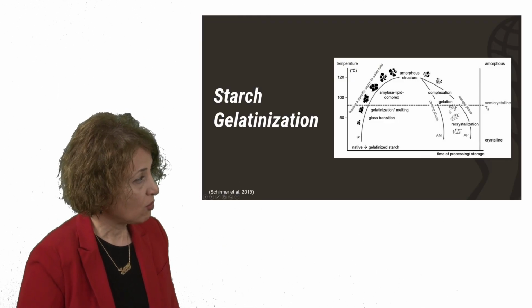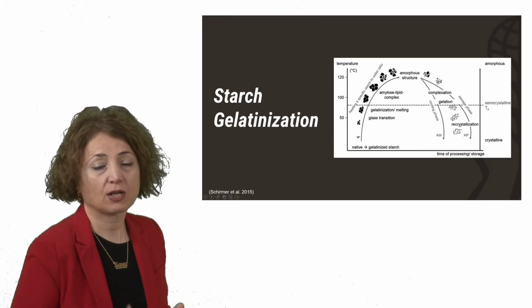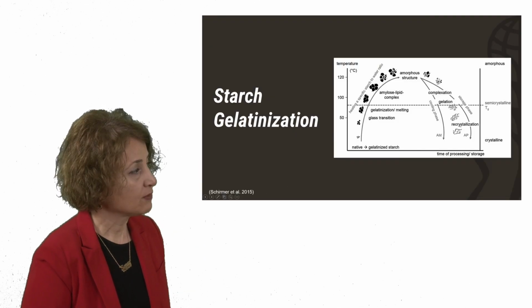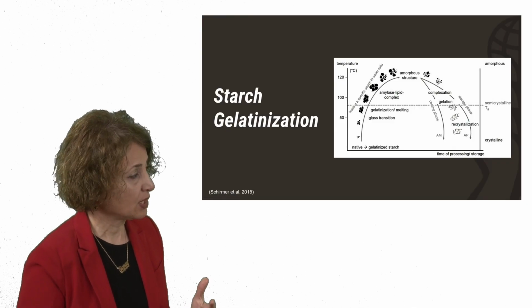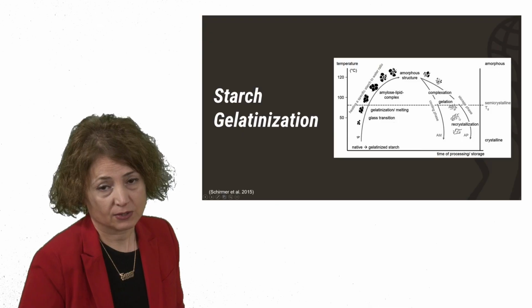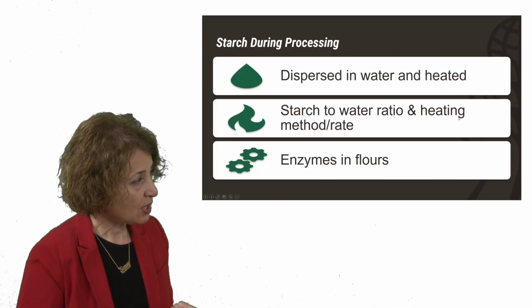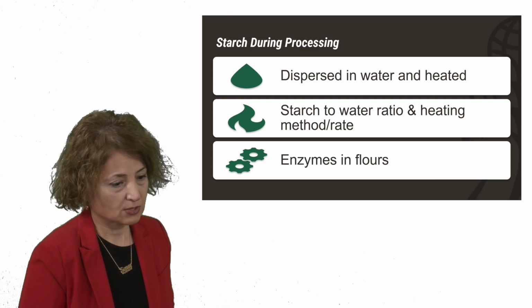As we store the food product, the starch granules start to interact with each other, and this process is called the recrystallization process. So we can actually have crystal formation again, and this is what we experience in the staling process.